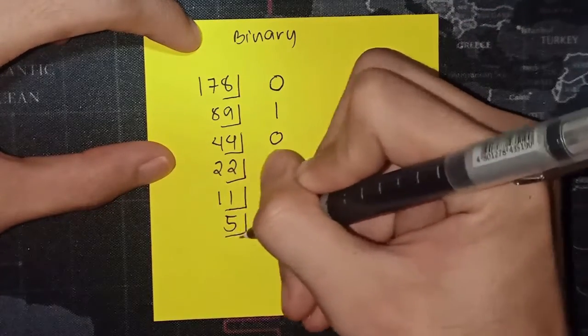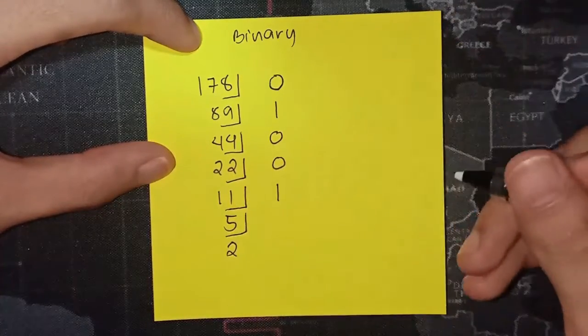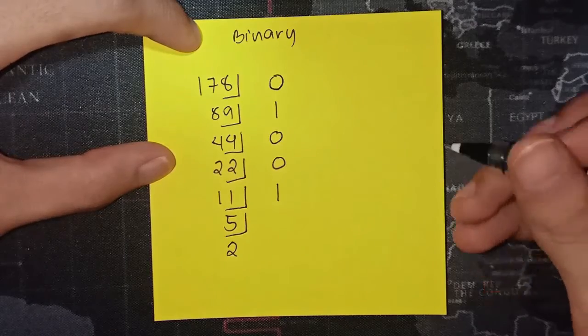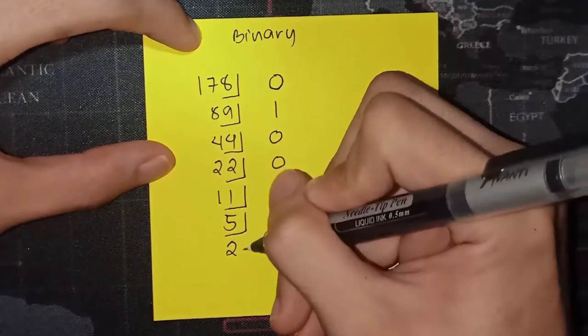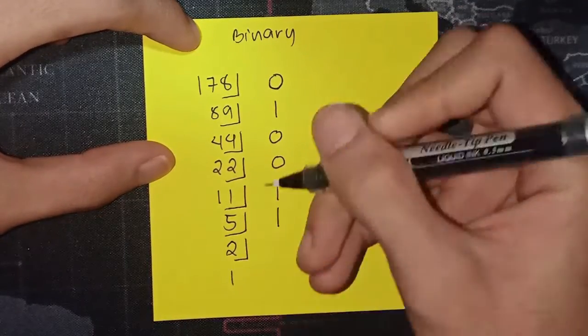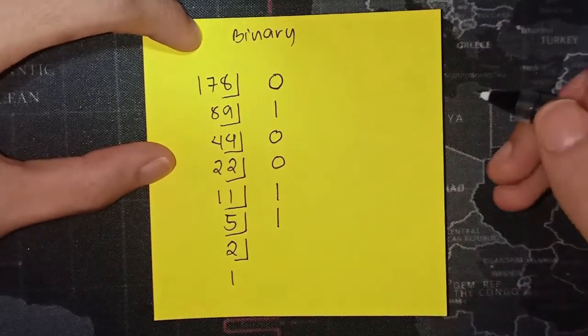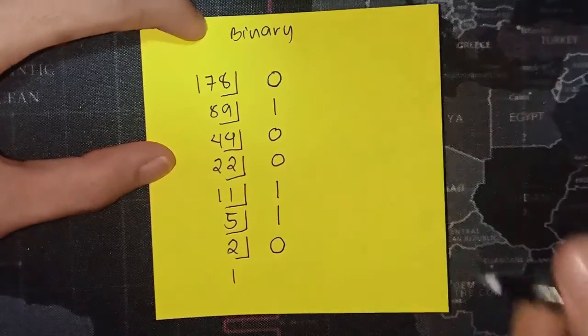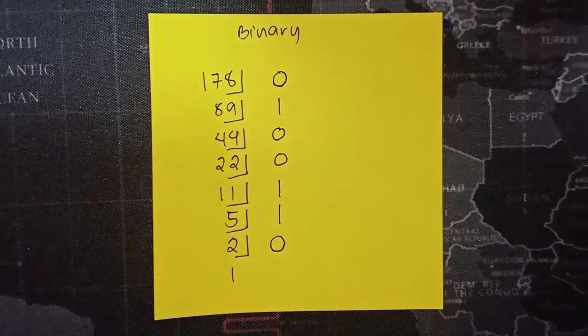Then divide again, 2 has a remainder, 1. Divide again by 1. Since it has no remainder, we just write 0. So the next step is you're just going to list all the remainders from below to upper.